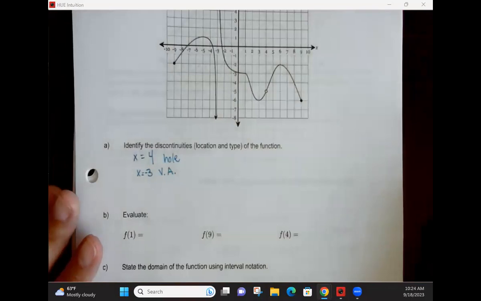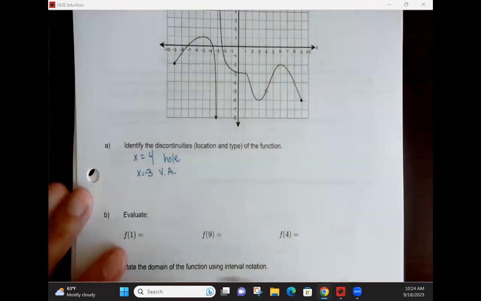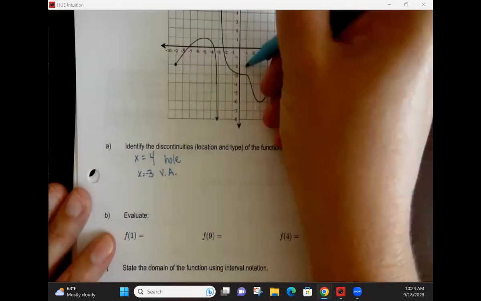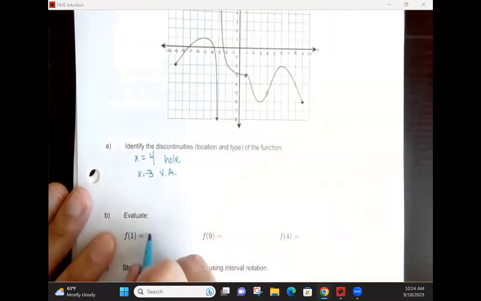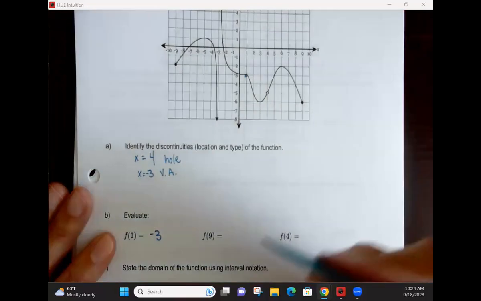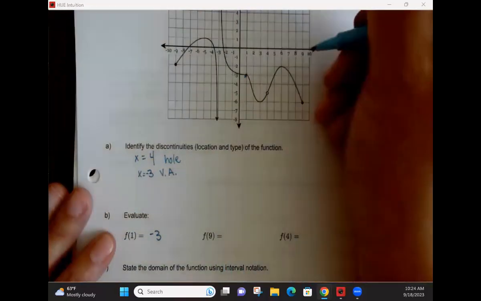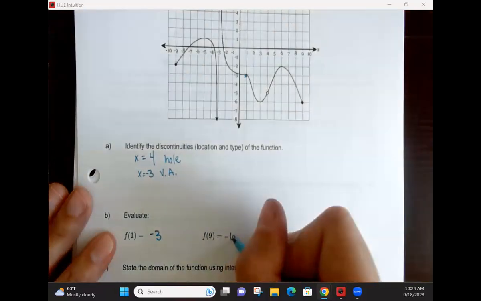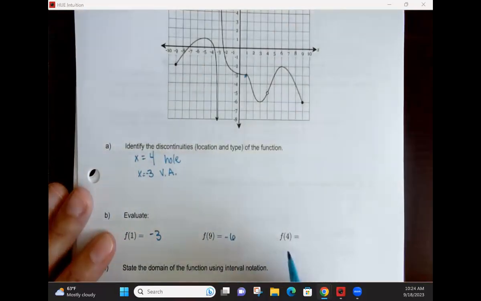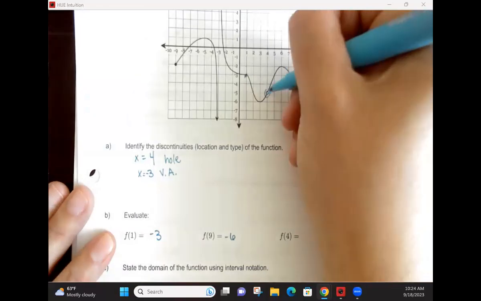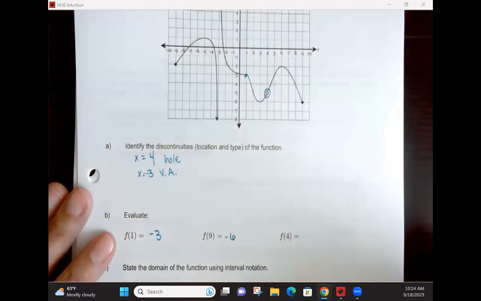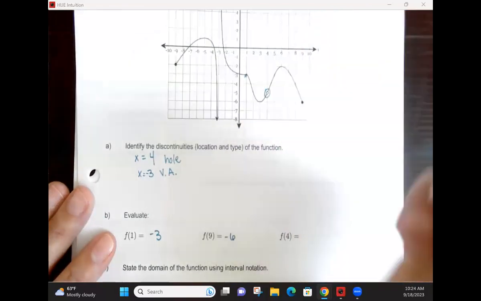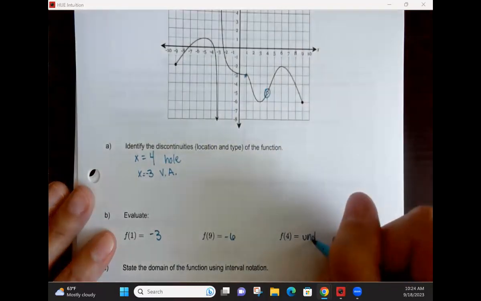So in B, when I ask you to evaluate, you can find f of 1. F of 1 would be -3. You can find f of 9. F of 9 would be -6. But f of 4 is the place where our graph is discontinuous. So at f of 4, because it's a hole, we would have to say this is undefined.